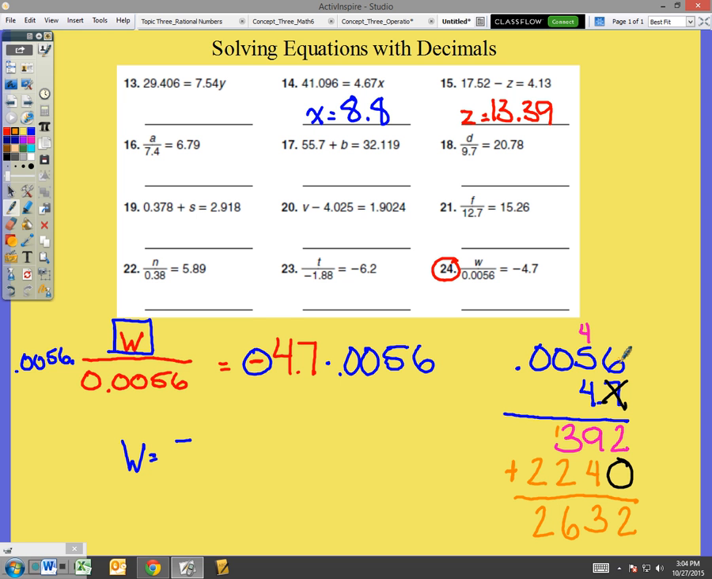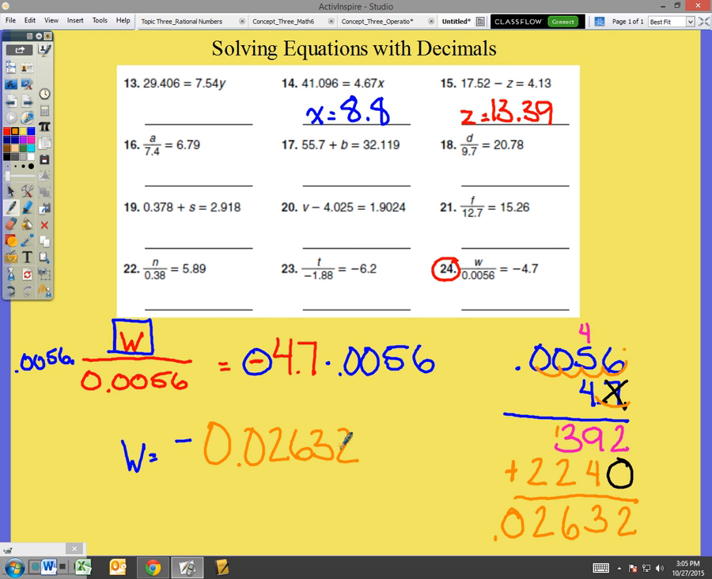Move the decimal place over once, twice, 3, 4 times, and 5 times. 1, 2, 3, 4, and move one more, and that is 5 times. So I have W is equal to negative 2,632. Right? 2,632 tenths, hundreds, thousands, 10,000s, 100,000ths.